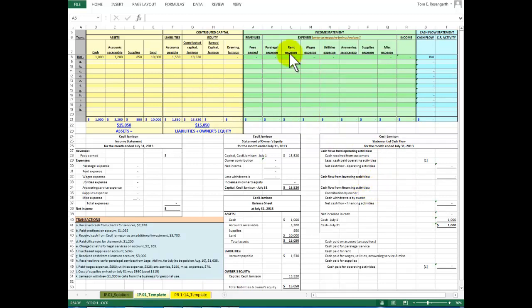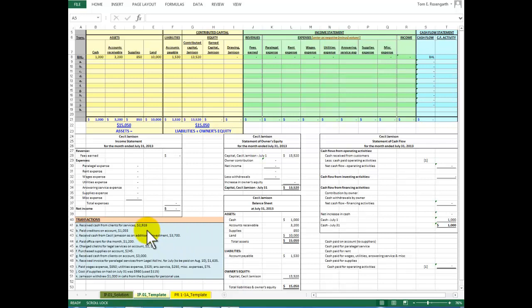Now, this spreadsheet represents the records of the company. The main goal of accounting is to produce financial statements, which represent a summary of the activity that happens in the business. We will take the totals in the green area to create the income statement. We will take the totals in the yellow area to create the balance sheet, and we will assemble the values in the blue area to create the statement of cash flow. Okay, let's get started with the 11 transactions that are shown here for Cecil Jameson for the month of July.